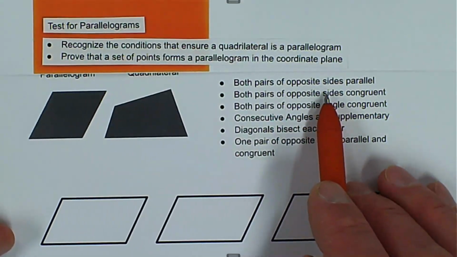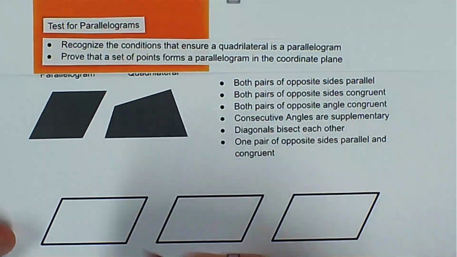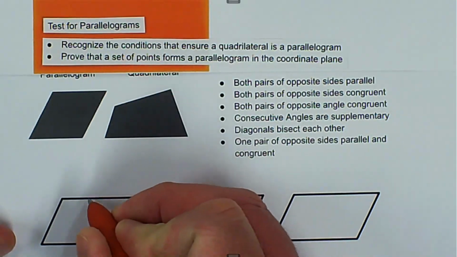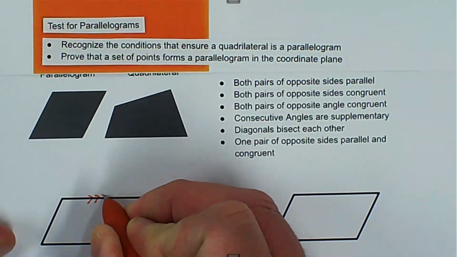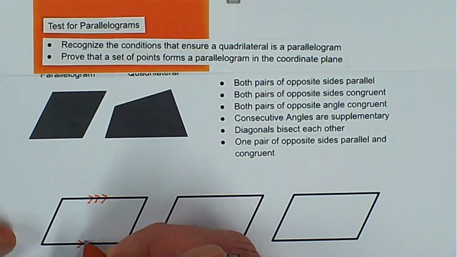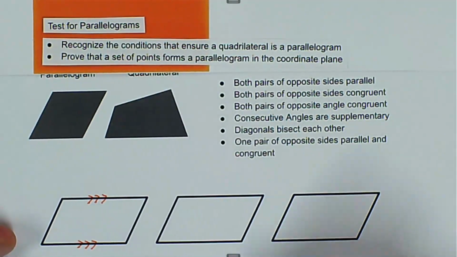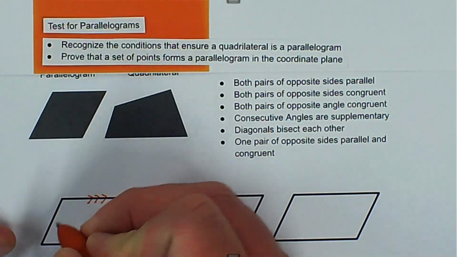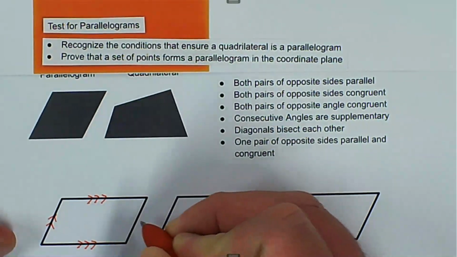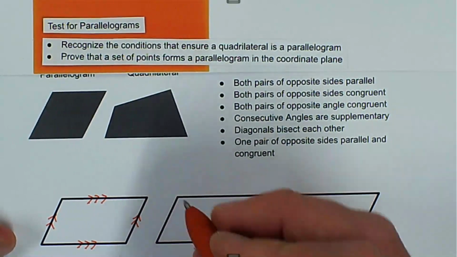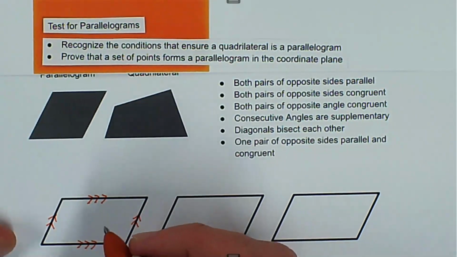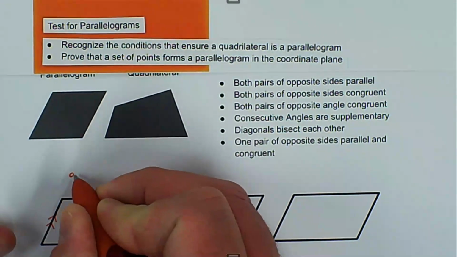Both pairs of opposite sides are parallel. So this would be a parallelogram, and we could mark this with 3 arrows here and 3 arrows here. That means that these opposite sides are parallel. And we could mark 2 arrows here and 2 arrows here, and this would signify that opposite sides are parallel.